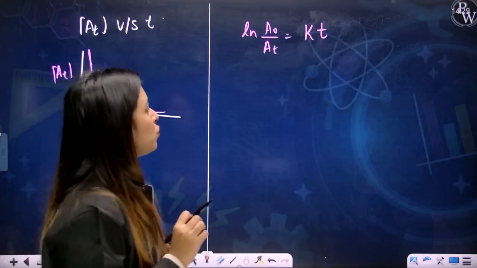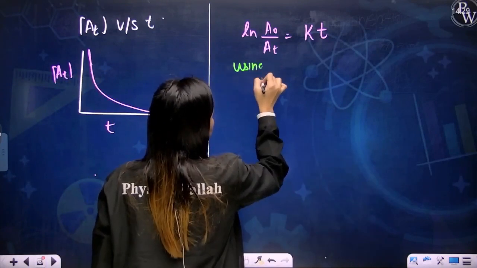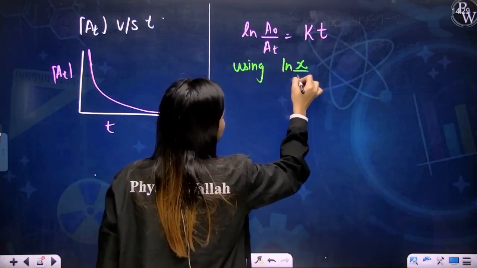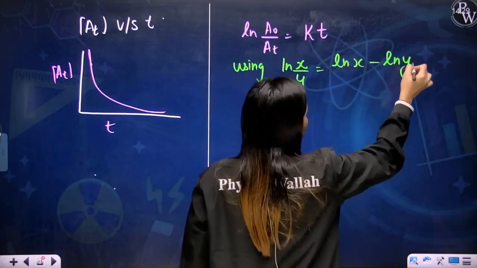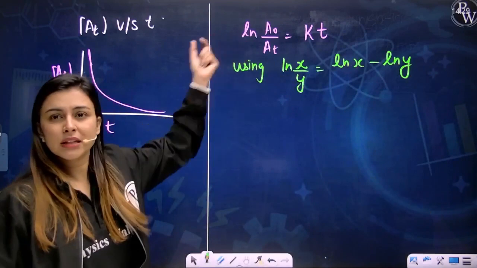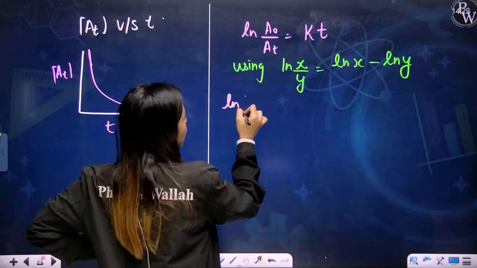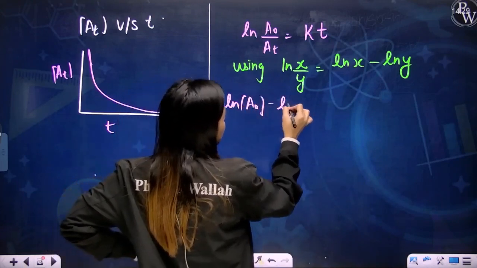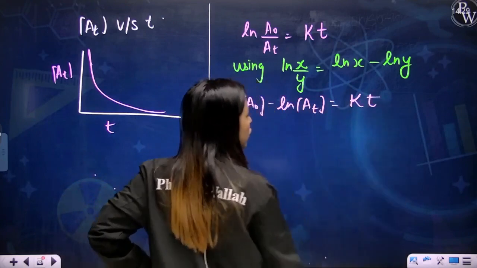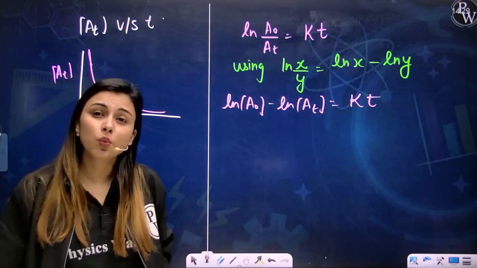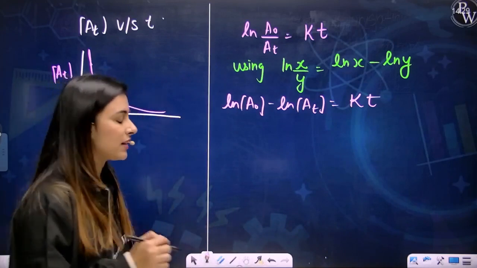So what you have to do is, you know what we are going to use? Using, my dear students, ln of x upon y is equal to ln of x minus ln of y. So we'll be using this expression in this. Okay, so let's try to incorporate this. This would be ln of A naught minus ln of AT is equal to KT. Okay, yes. Now I want to convert ln natural log to the 2.303 part, right? Yes, that is log base 10.